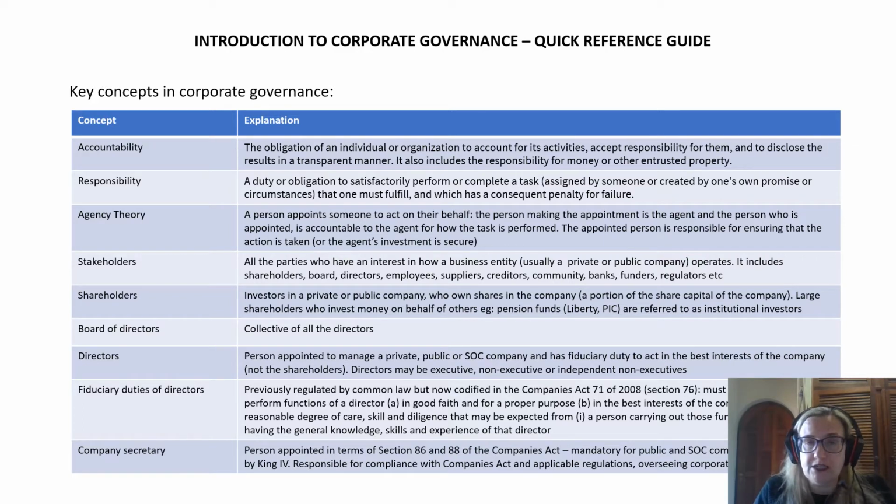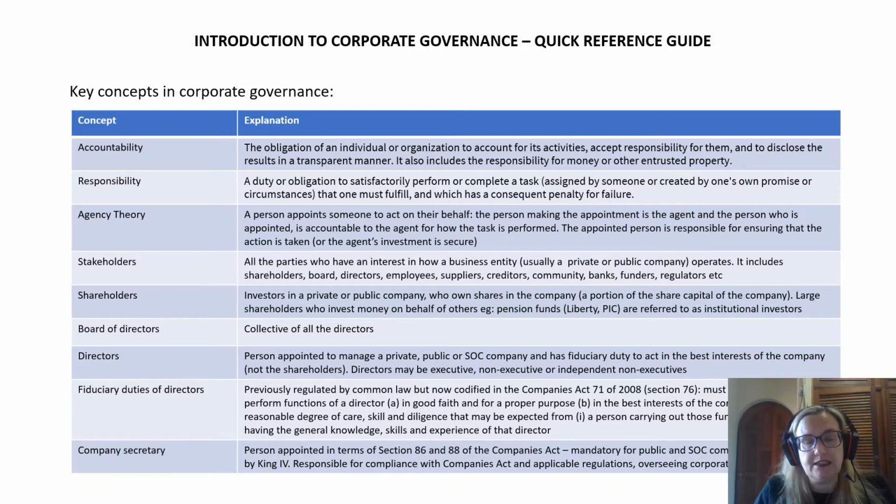Responsibility is the duty or an obligation to perform a specific task, such as look after a company or implement a strategy. And if you fail to do that, you will have some sort of penalty. And part of that responsibility is that you will then have to report back to the person who gave you that responsibility on how you discharged it. Both of these concepts are related to the agency theory.